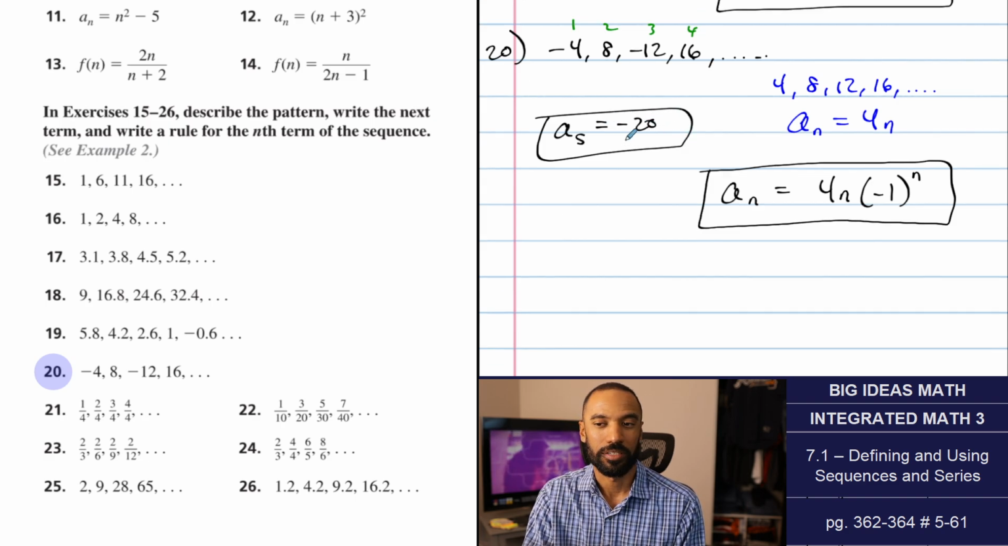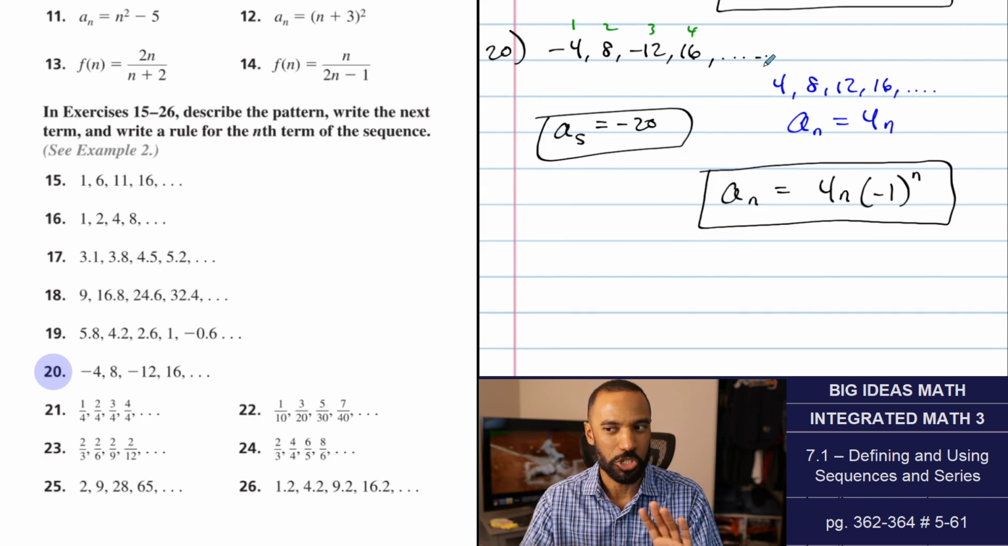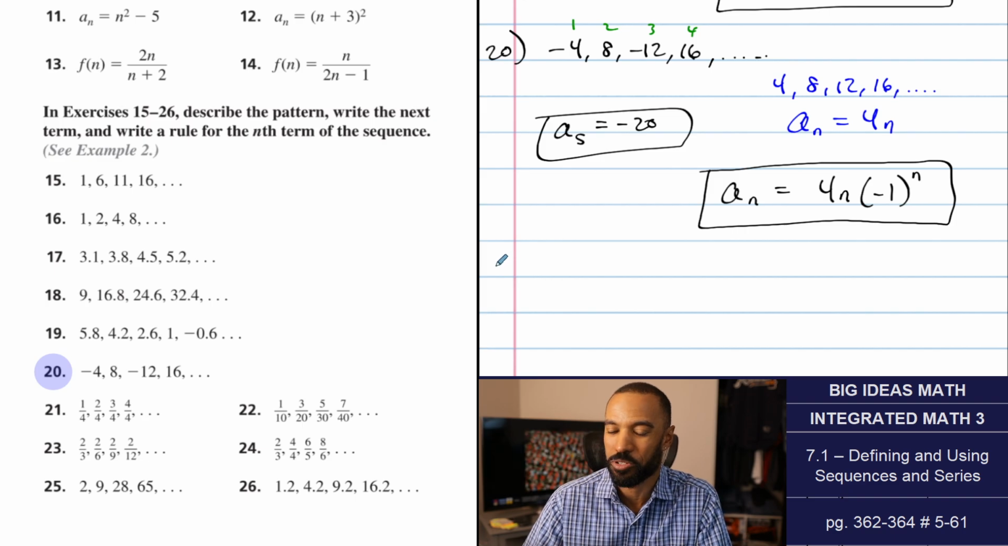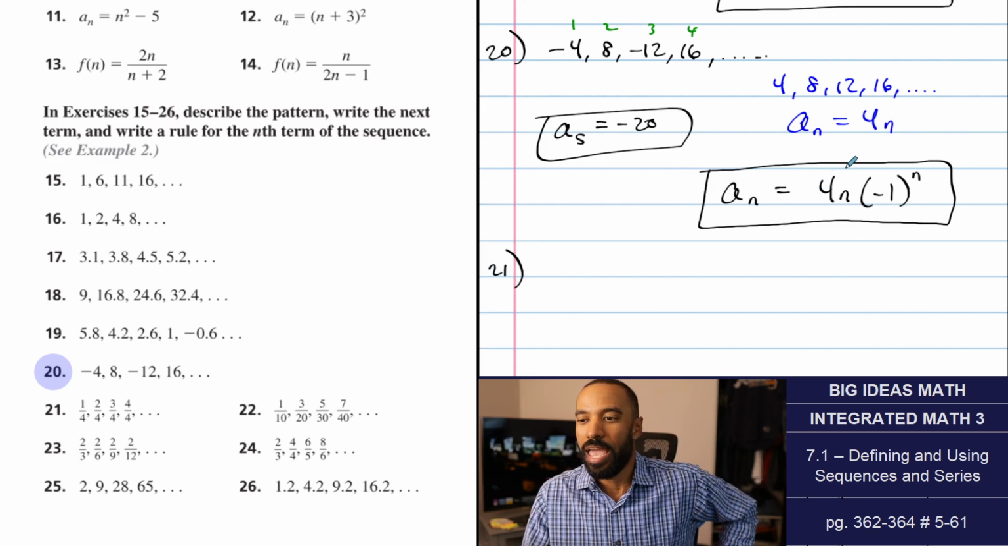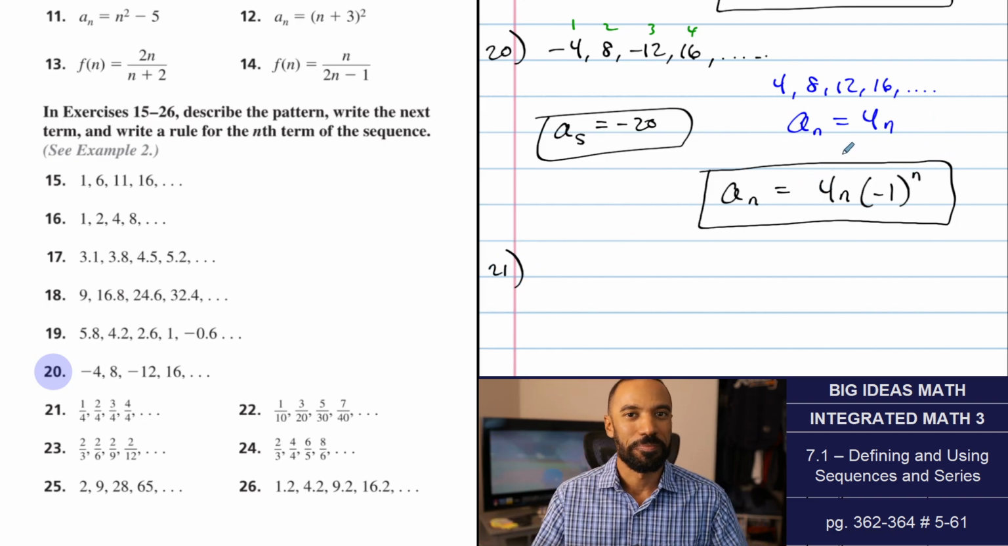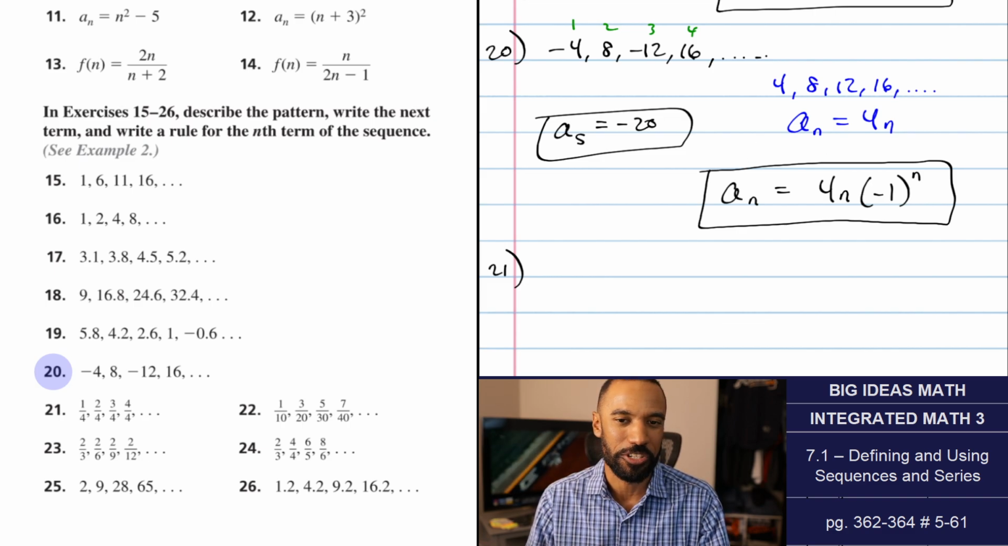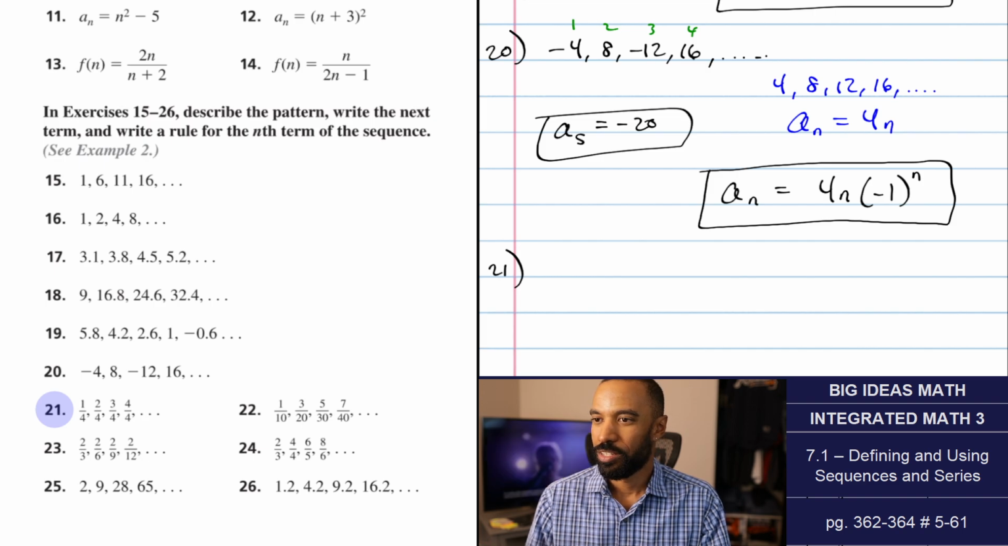So it does work. I mean, it works. It's just not arithmetic. So I don't know how to describe the type. It's a special type. It's arithmetic geometric is what it is. I don't know how to describe the type. I'm sorry. Number 21. This looks easier.